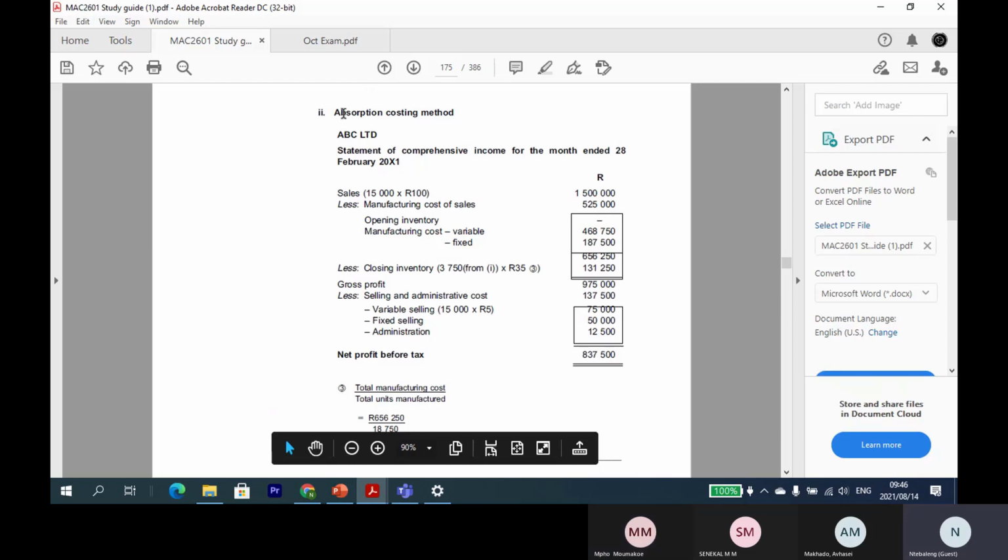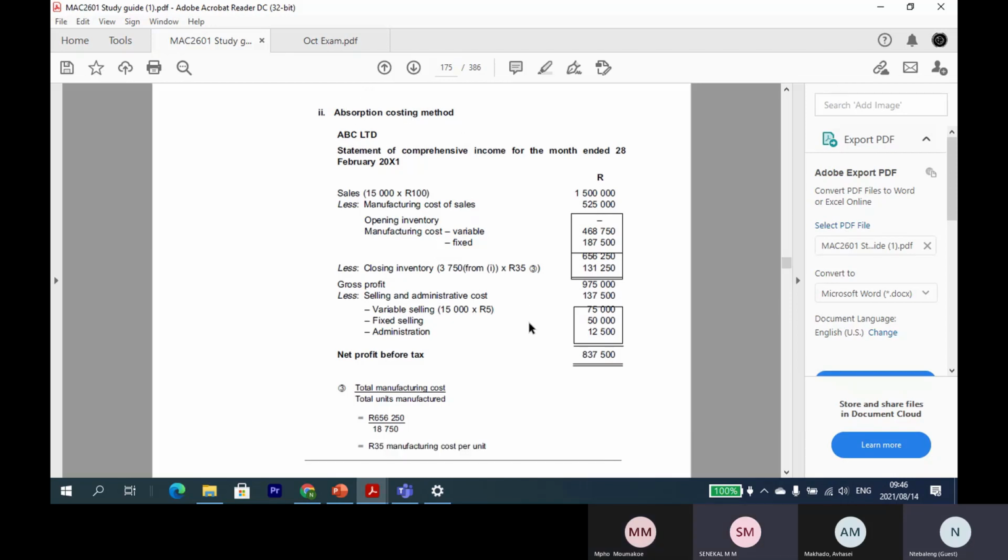Marika, can you please take us to the absorption one? Yes, sure. So the sales stay exactly the same as with the direct costing method. The cost of sales is going to differ. It's not variable cost anymore, it's actually changed to the cost of sales. I saw that they worked out the variable manufacturing cost differently in the study guide, but how I did it was I kept it exactly the same as with the direct costing method.